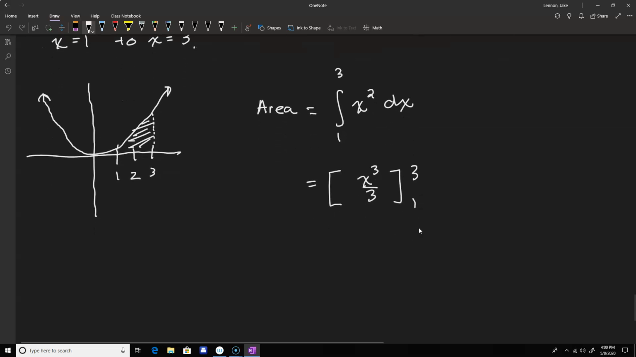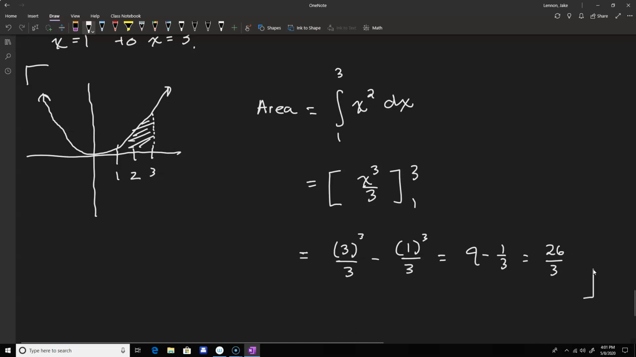So then what you do is we plug each one in for x and then subtract them. So we get 3 replaces x to the third power over 3, and then subtract, and then 1 replaces x to the third power over 3. So this ends up being 9 minus 1/3, which comes out to 26 over 3, or about 8.67, something like that. So that's it. That would be the exact value of the area.